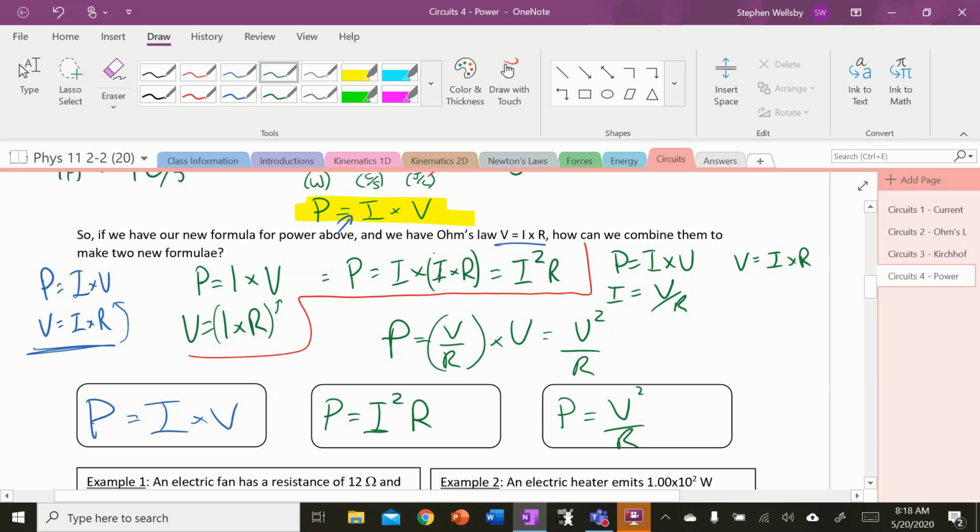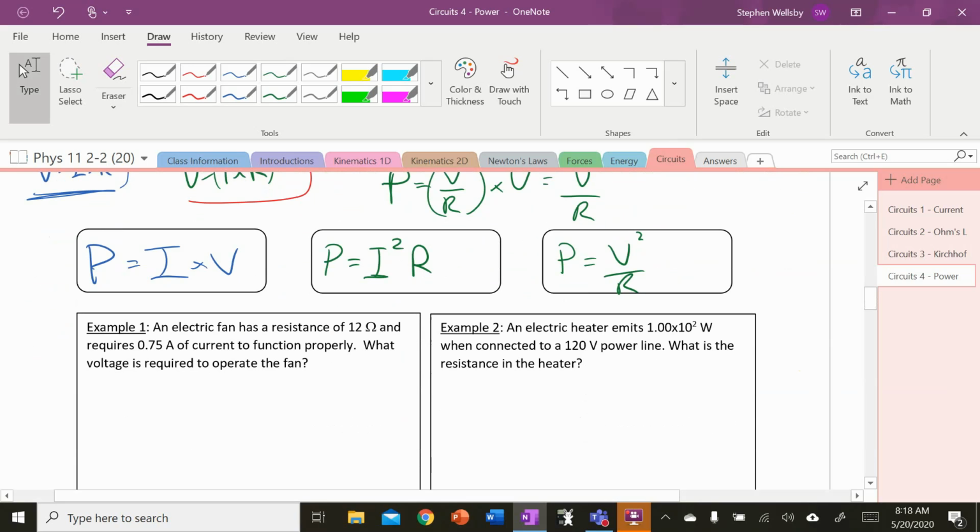So P equals I times V, P equals I squared R, or P equals V squared over R. We just took Ohm's law and substituted in for the V, and then substituted in for the I, and we get these three formulas here.